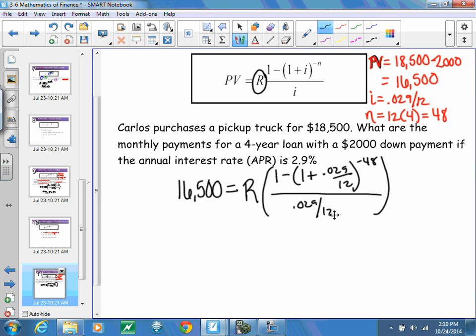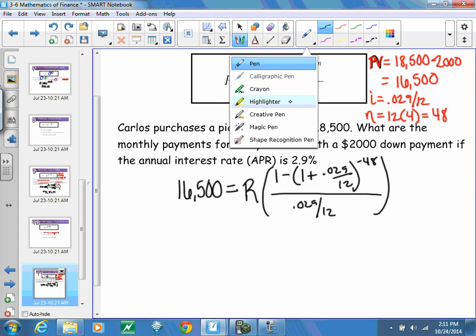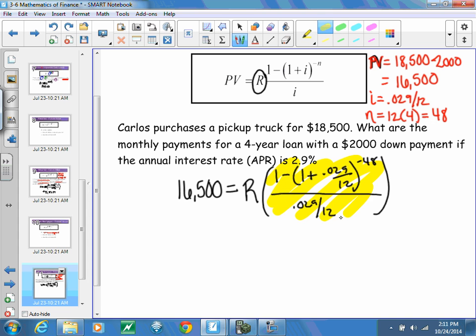So solving for R, really what we need to do here is simplify everything that we currently have right here. Because then eventually we can take the 16,500 and divide it by what I have shaded here in yellow, and that's going to give us our monthly payment.